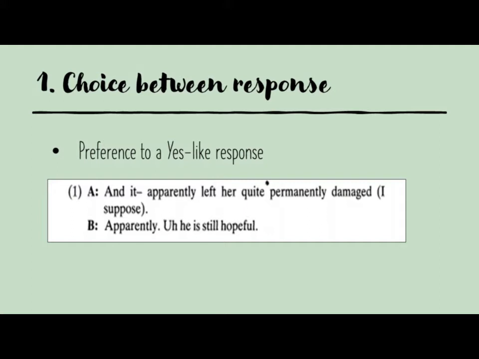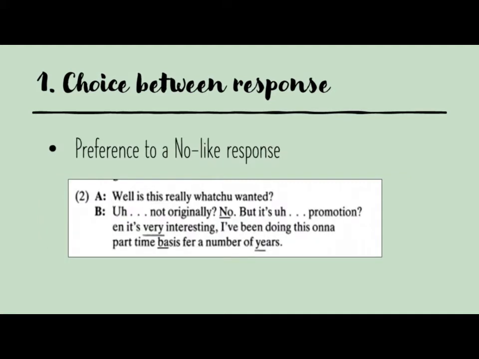Here is an example conversation that he provided in his article. It shows that B answered "apparently," which is a yes-like response. So here is the preference for a yes-like response in number 1, I suppose, and the answer is designed by reference to that preference, agreeing with the preference, as we will put it, "apparently." In the second example, he provided a preference for a no-like response. So we can see here that speaker B answered no to the question, "Well, is this really what you wanted?"